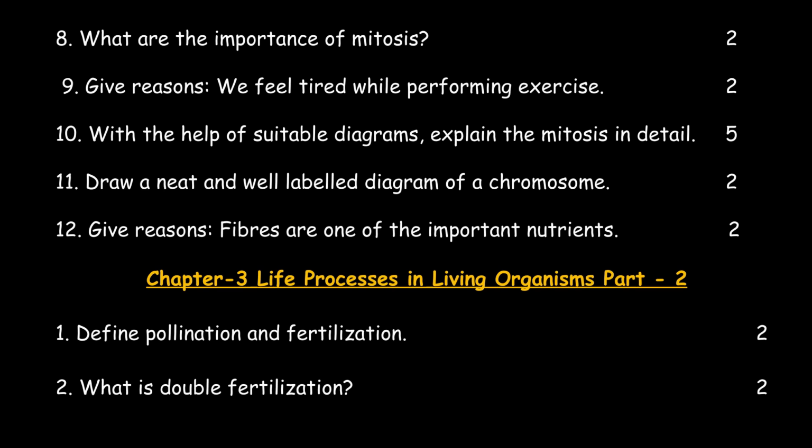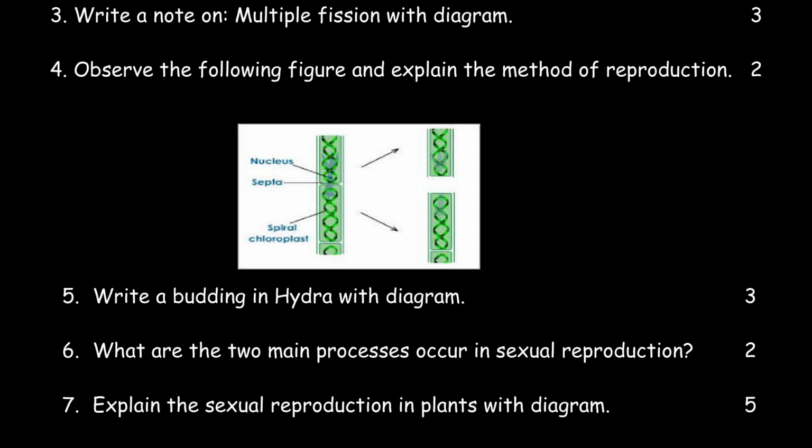Then we come to chapter number 3, life processes in living organisms, part 2. Here also you see the important questions. Define pollination and fertilization. What is double fertilization? Then explain the methods of reproduction. Write about budding in hydra with diagram. What are the two main processes that occur in sexual reproduction? Explain sexual reproduction in plants with diagram.